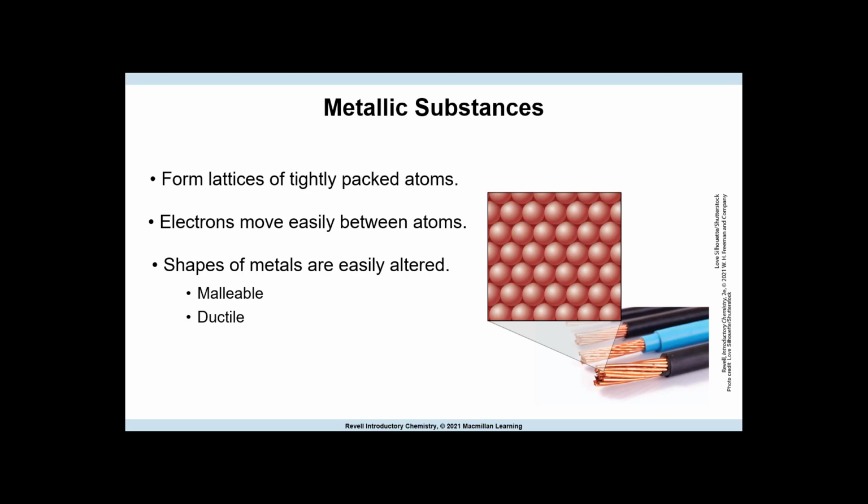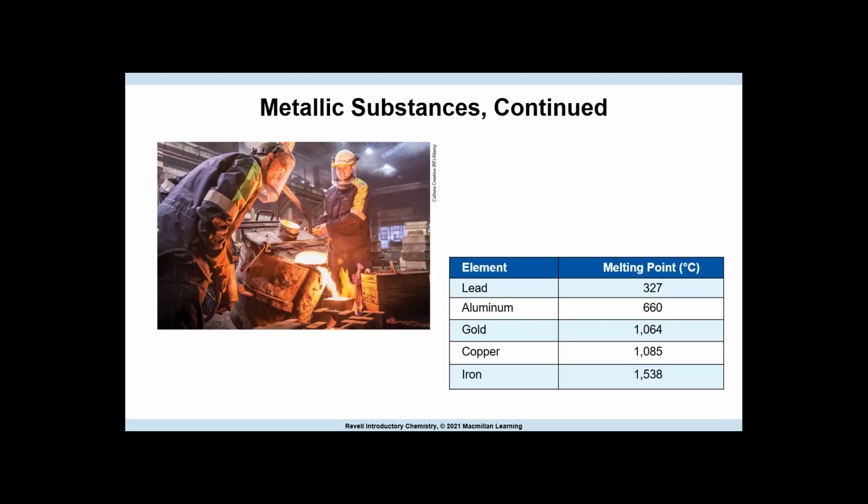So malleable, think of it that you can hammer them or pound them into flat sheets. And ductile, they can be put into wires. Metals have moderately high melting points. Metals like iron, aluminum, and copper are commonly melted and molded into useful shapes.